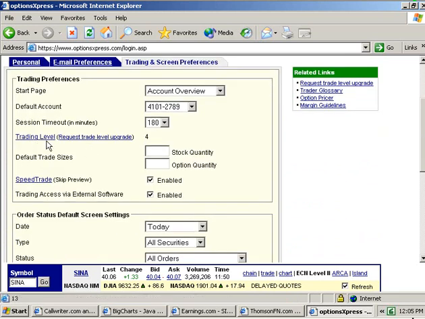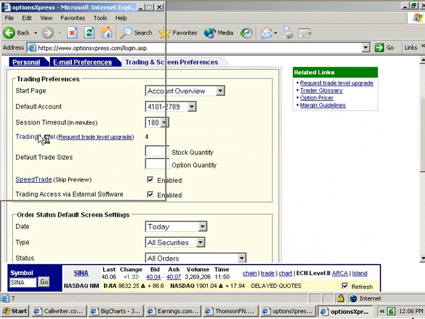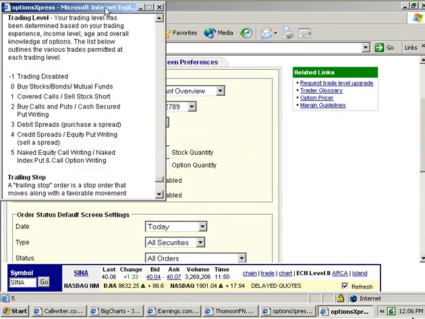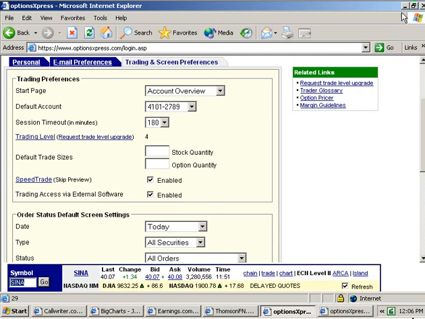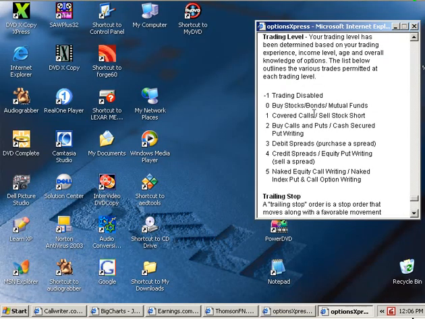And you see right here, I'm at level 4. You can click on the trade level and it will show you what each level stands for. Okay? Right here, if you're at negative 1, your account is disabled. If you're at a 0, you can actually buy stocks, bonds, and mutual funds. No options here at level 0.